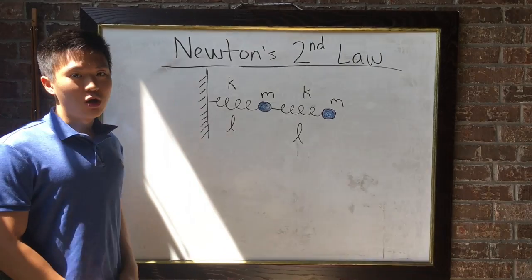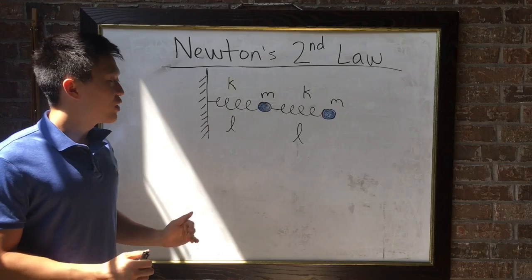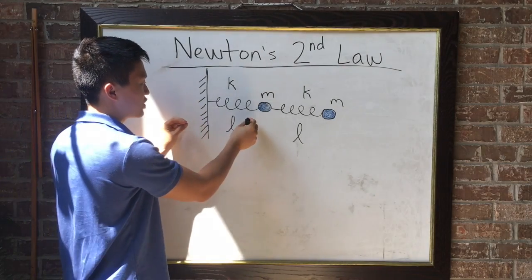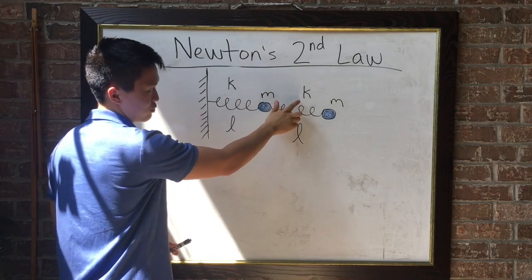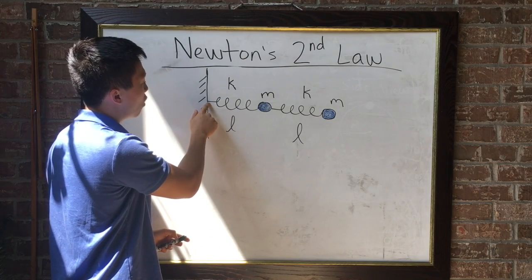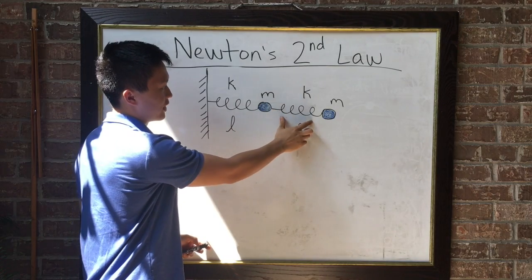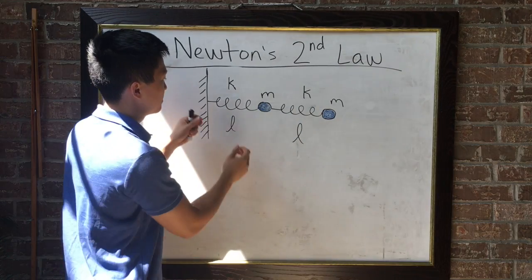Let's look at this physics problem. Two springs with relaxed length 0 are each stretched a distance L, and they both have a spring constant of K. This first spring is attached to the wall and then to this mass right here, and this spring is attached to this first mass right here and this second mass right here.